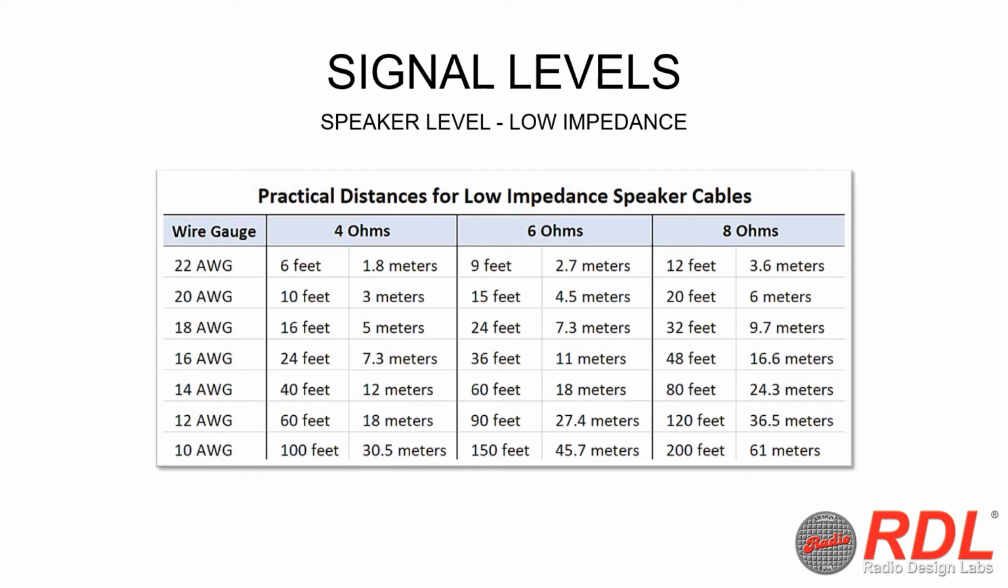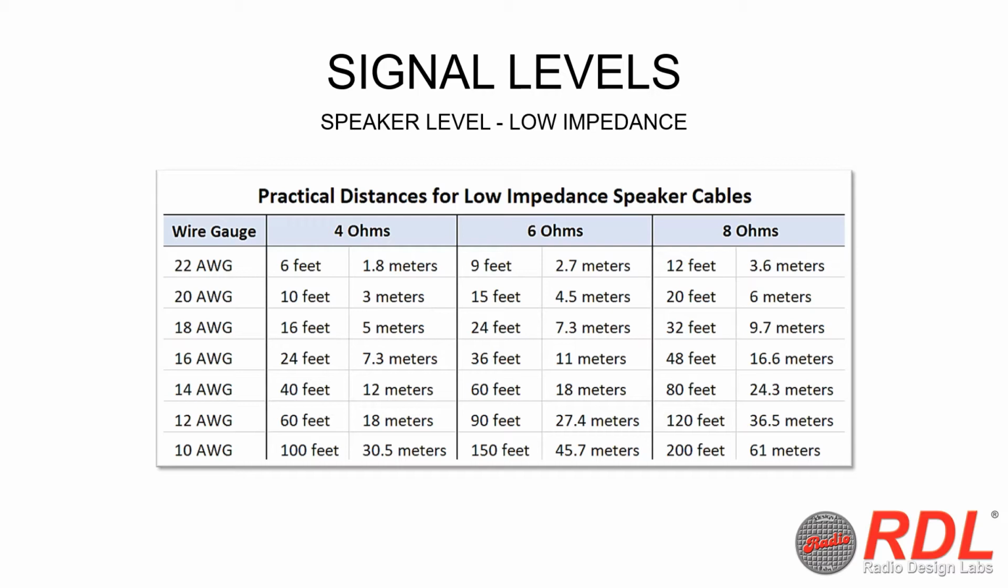In a low impedance audio system, typically only one or two speakers are directly connected to each amplifier output, and cable runs are limited to 200 feet or 61 meters. However, longer distances have been achieved under the right conditions. As cable distances increase, heavier gauge wire is needed to help minimize signal loss. This chart provides practical cable distances you can use based on the average wire gauge.